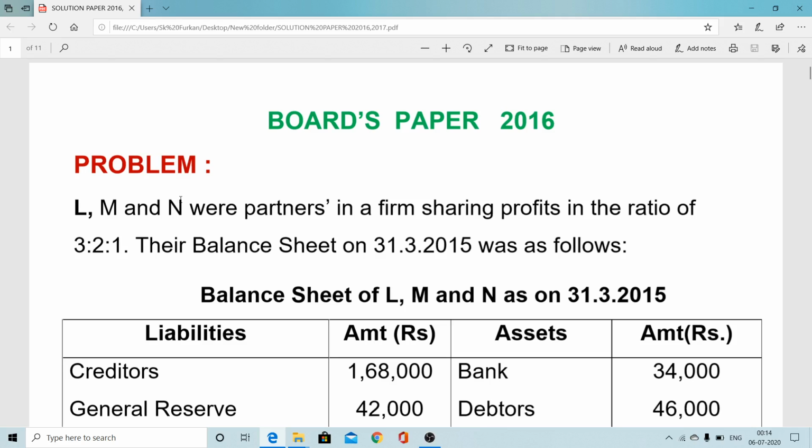So this is the problem here. L, M, N are partners in the profit sharing ratio 3:2:1. That is 3 by 6, 2 by 6 and 1 by 6 of L, M and N. The balance sheet as on 31st March 2015 was as below.